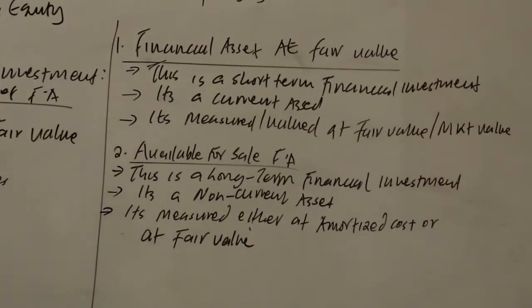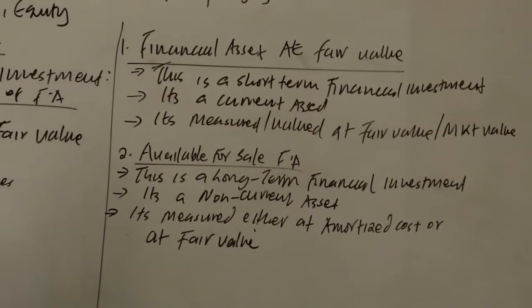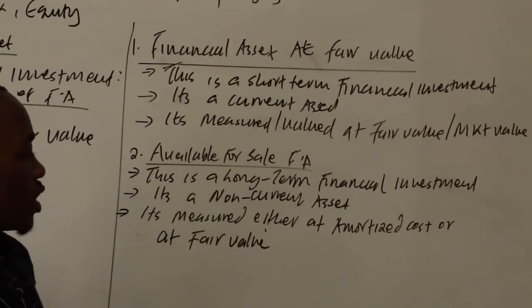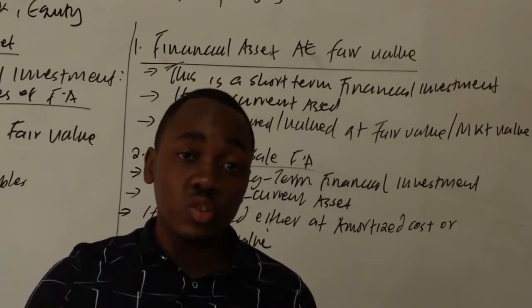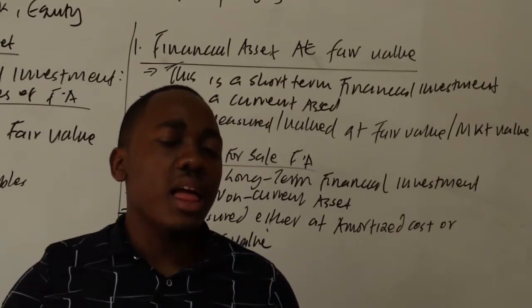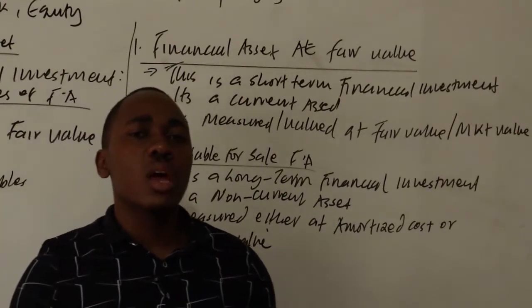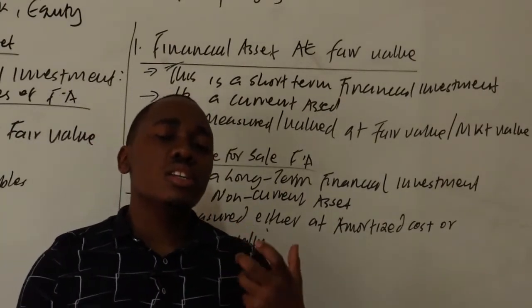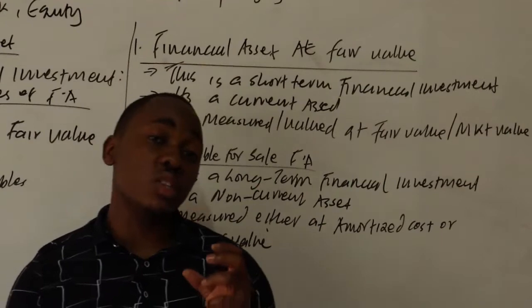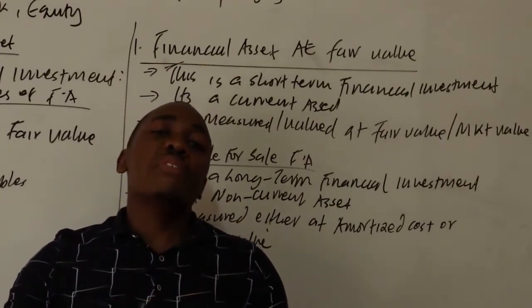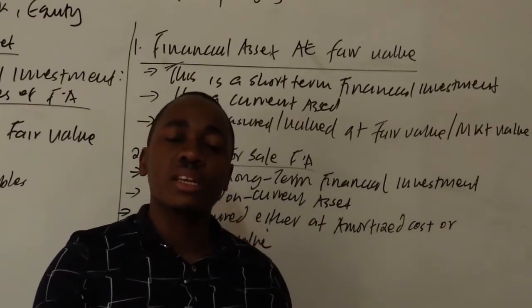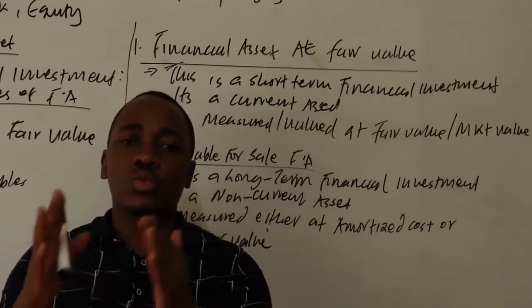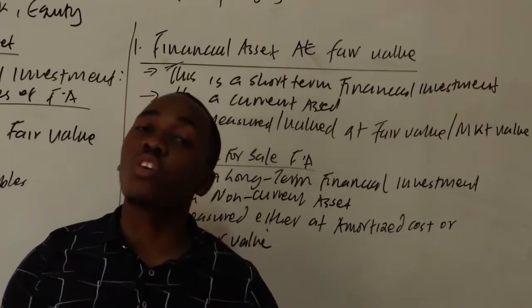Good. So now let's look at what we call the derecognition of financial instruments. When you talk about recognition, this is where you are recognizing a financial instrument or a financial asset in the financial statement. But what's derecognition? Derecognition of a financial instrument or financial asset is where a financial asset which has been previously recognized in the financial statement is now being removed from the financial statement. That's what we call derecognition.